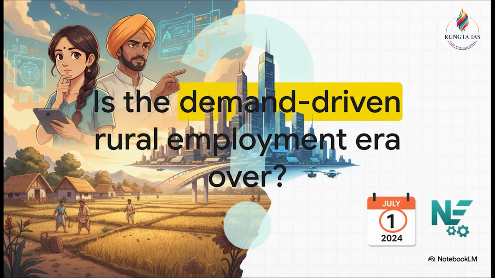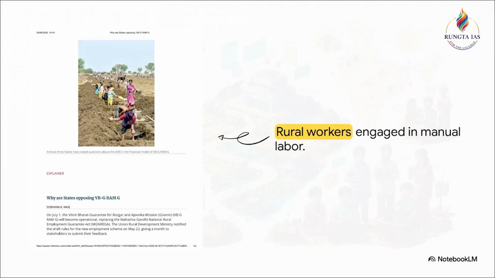You know, this isn't just a simple name change, it's a fundamental overhaul in how rural policy is executed in our country. Now, while we always need to keep the core objective in mind, which is of course the welfare of our rural populations, I want you to note a key timeline here. The Union Rural Development Ministry actually notified the draft rules for this new employment scheme pretty recently, on May 22nd. This gave stakeholders exactly a one-month window to submit their feedback.